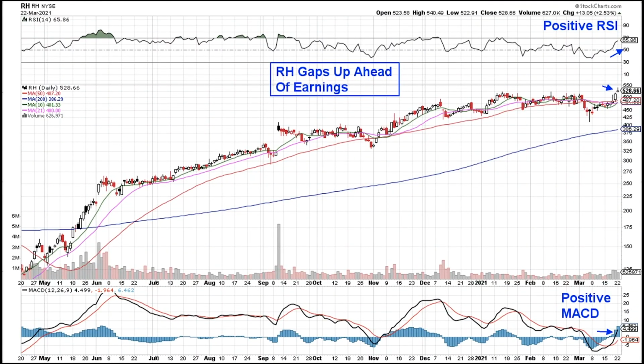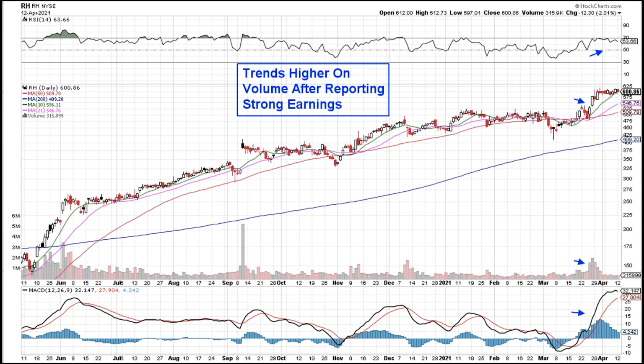And then we can also look at an example from my Your Daily 5 3 weeks ago, where I highlighted Restoration Hardware. Again, keying in on this big volume as the stock broke back above this 50-day simple moving average, and the stock was doing so ahead of the release of their earnings. So we can take a look at a current chart of Restoration Hardware, and this is where I highlighted it back here, and the stock did in fact come in with very strong earnings.